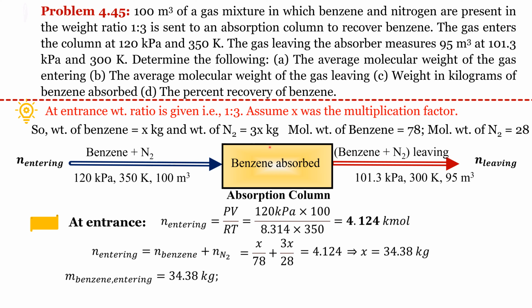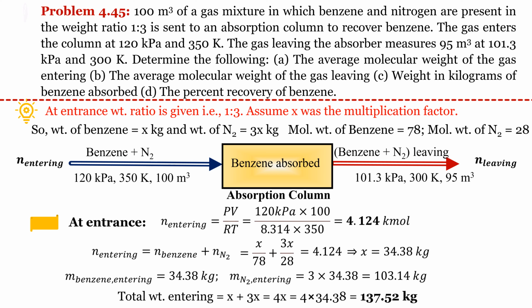In the same way, weight of N2 can be written as 3 into x. So mass of N2 at entrance will become equal to 103.14 kg. So we can write total weight at entrance will be equal to weight of benzene plus weight of nitrogen. So it will become equal to 4x, and the value of x is known. So total weight will become equal to 137.52 kg.